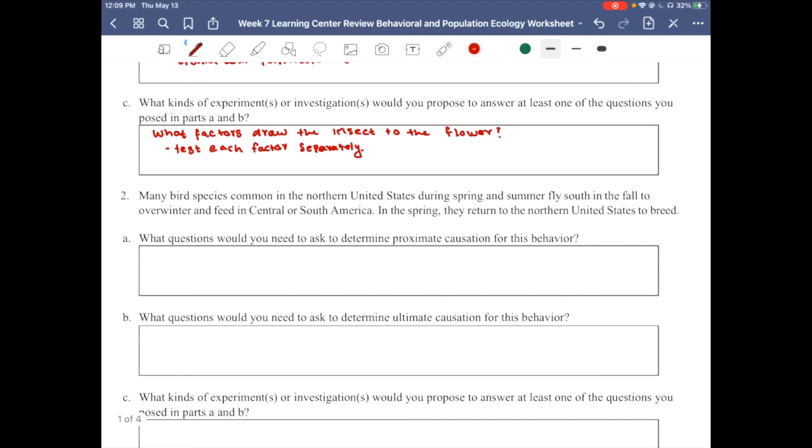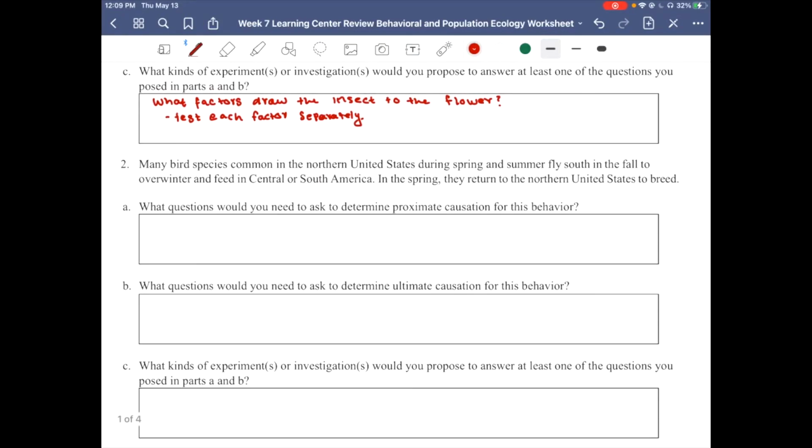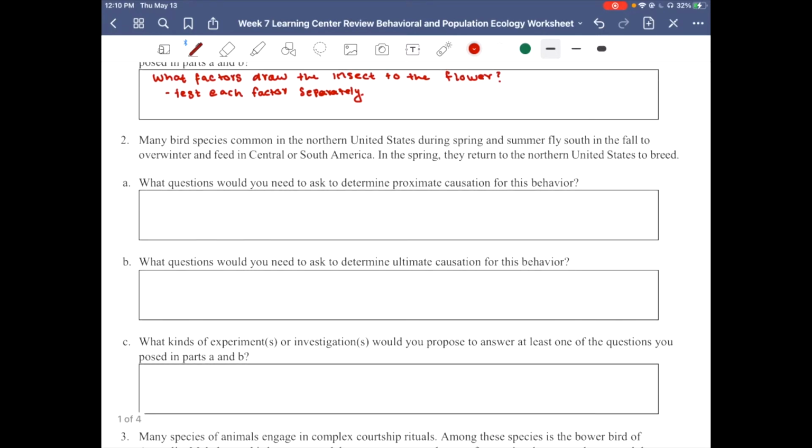This is going to be similar to the question that we did, but in a different scenario. The scenario is many bird species common in the northern United States during spring and summer fly south in the fall to overwinter and feed in Central or South America. In the spring, they return to the northern United States to breed. So, what questions would you need to ask to determine the proximate cause of this behavior?